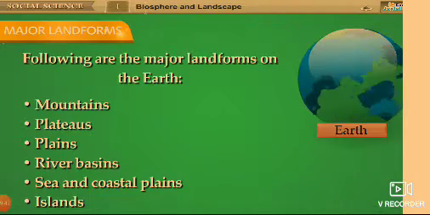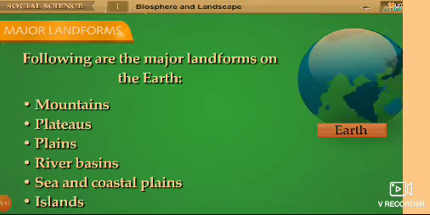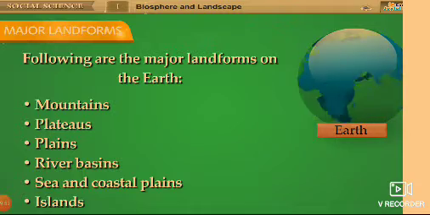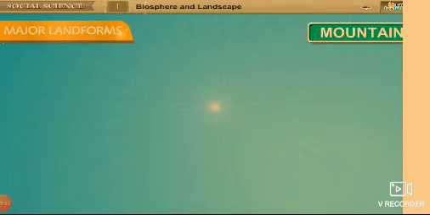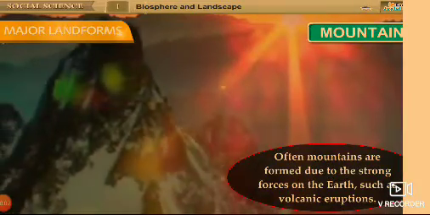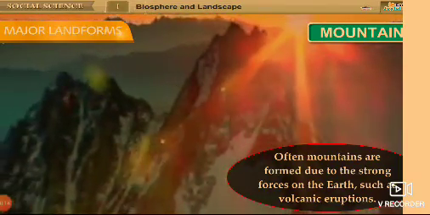Following are the major landforms on the Earth: mountains, plateaus, plains, river basins, sea and coastal plains, islands. Mountains. The highest landform on the Earth's surface is the mountain. The mountains are broader at the base and narrow and steep at the top. The top steep portion of the mountain is known as the peak. Often mountains are formed due to the strong forces on the Earth, such as volcanic eruptions.